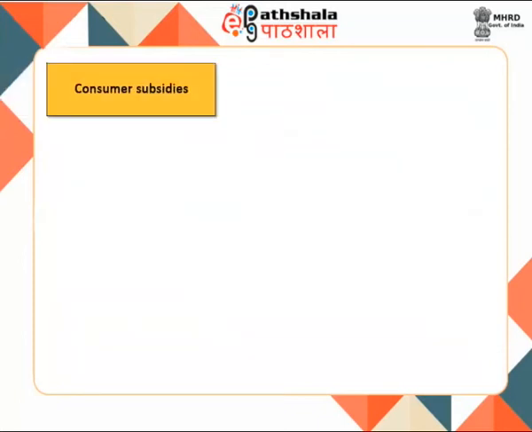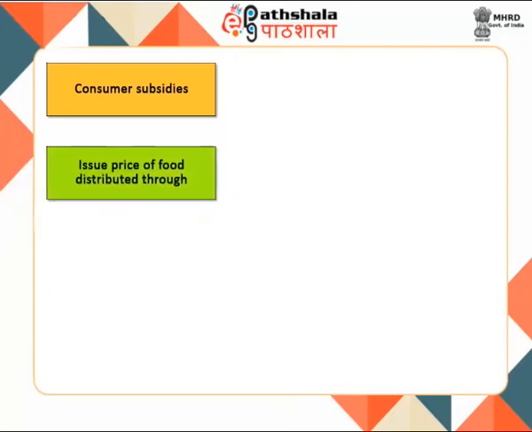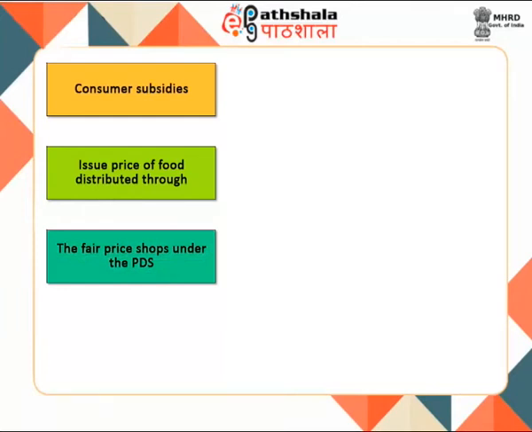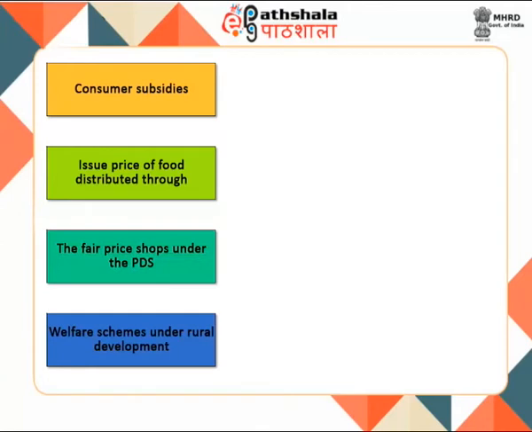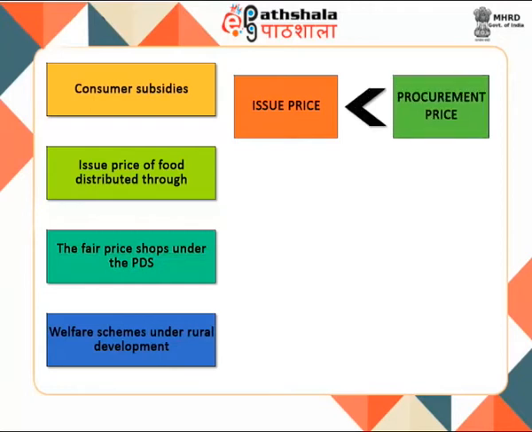Consumer subsidies. This is the issue price of food distributed through the fair price shops under the PDS and the welfare schemes under rural development. This issue price is kept below the procurement price, and the difference between the two comprises food subsidy. This also includes the cost of carrying or maintaining buffer stocks by the FCI. The stocks held are in excess of the norms, which helps safeguard the interests of producers in time of a bumper harvest.